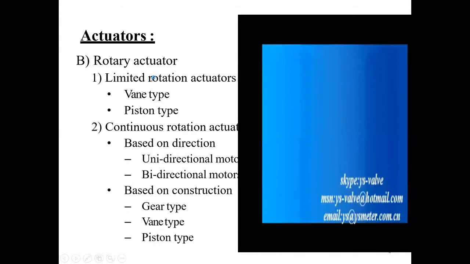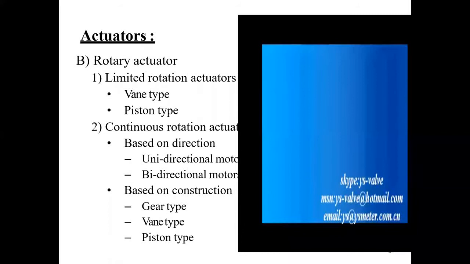So here we are going to see the rotary actuators. They again have two types: limited rotating actuator, which is vane type and piston type. Another one is continuous rotating actuator, which is based on direction and based on construction. I will show you these actuators one by one. Just see this video, in which you will see what the need of rotary actuators is.